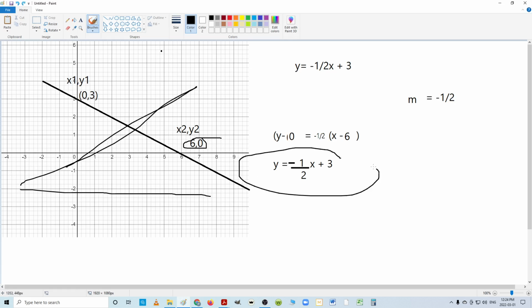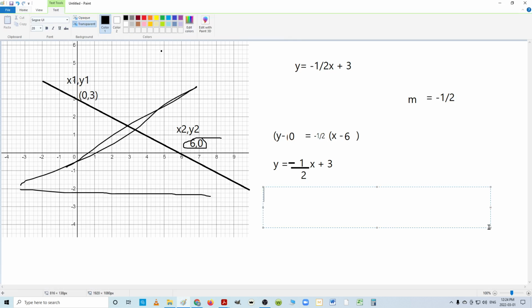But how do I convert this into standard? Well, it's the same method. I see a 2 as a denominator. So if I want to get rid of a 2 in a fraction, I multiply both sides by 2. What's 2 times minus a half x? The 2's disappear, and it's minus x. What's 3 times 2? It becomes plus 6.